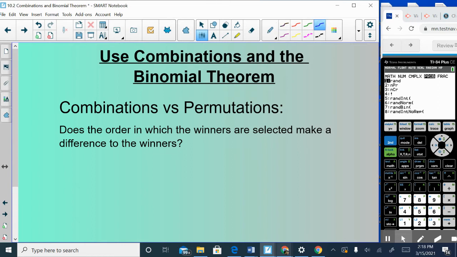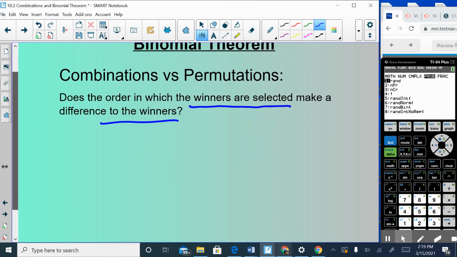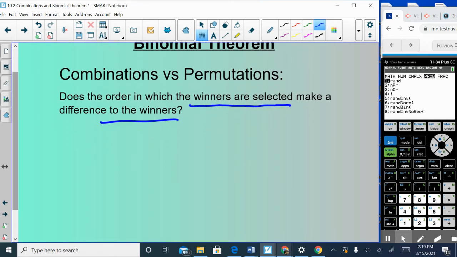I know it's not always about winners, but that's kind of the go-to illustration that I have, the winners of a contest. The question that you have to ask yourself to help you decide if it's combinations or permutations is, does the order in which the winners are selected make a difference to the winners? I can take a situation and make it a combination or a permutation situation by the way that I word the prizes. But the question you have to ask is, do the winners care which order they were selected when they won?